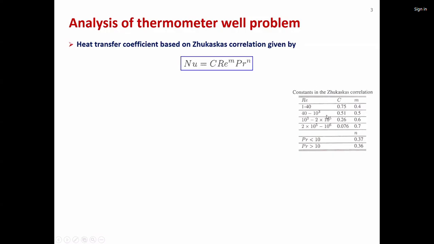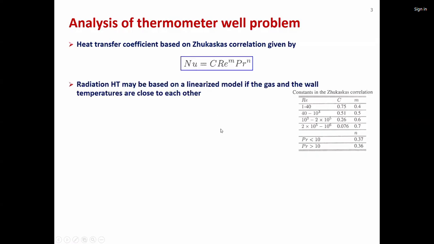Depending on the Reynolds number range, the value of C is going to be different, and the value of m is also going to be different. Depending on the Prandtl number, you have the value of n. So this is known from convection heat transfer for the Nusselt number, and this is basically the convection part.